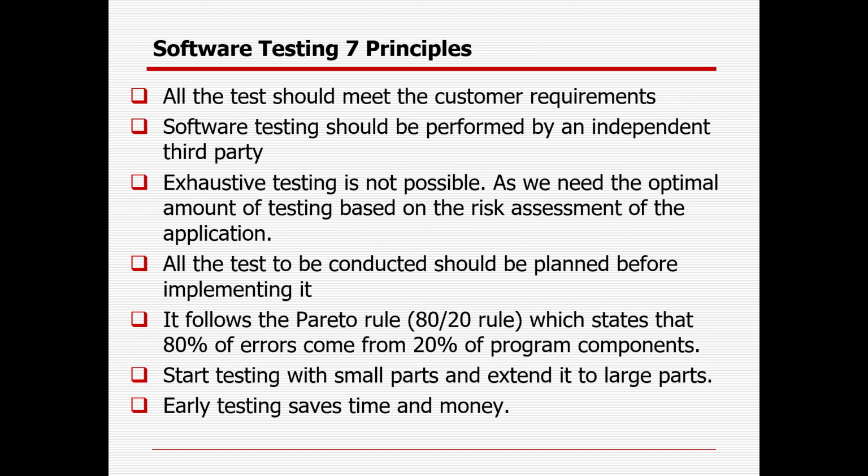So there are 7 software testing principles which, as a QA team or testing team, we need to follow. First, all the tests should meet the customer requirement. That is the basic principle, the Bible for us. We need to verify everything based on the customer requirement. Second, software testing should be performed by an independent third-party team. That is the reason the QA team came into existence, because the mindset should be different. If one person does the requirement, develops the product, and does the testing, the mindset will not differ. That is the reason an independent team will be there.